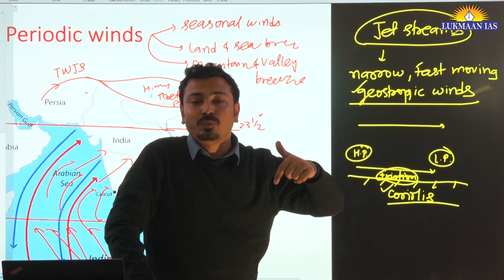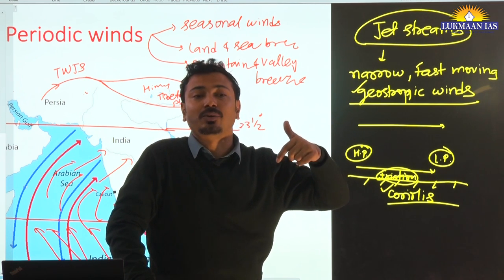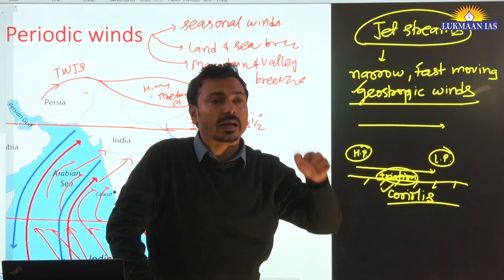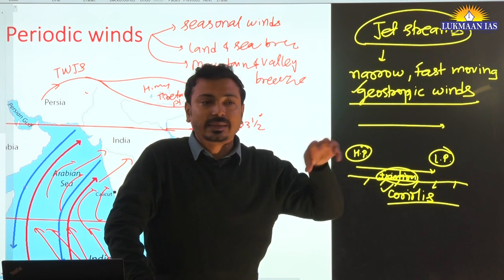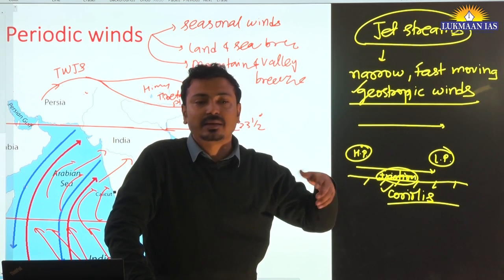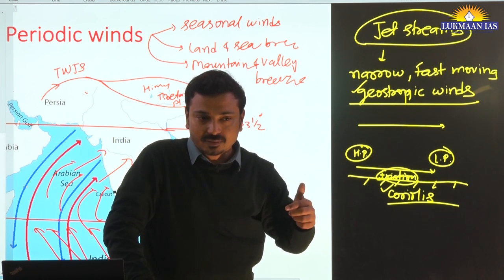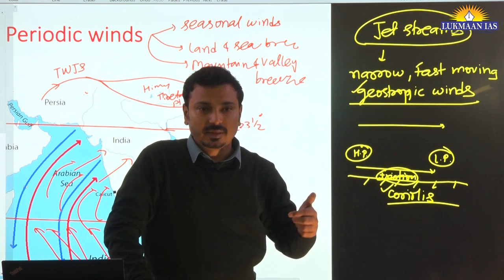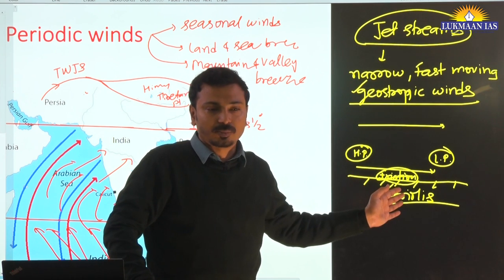Now, wind circulation around the low pressure is cyclonic circulation. The wind circulation around the low pressure is called as cyclonic circulation. And there it is northern hemisphere. So, how wind will flow around the low pressure? In an anti-clockwise manner. I will explain that in a cyclone formation.